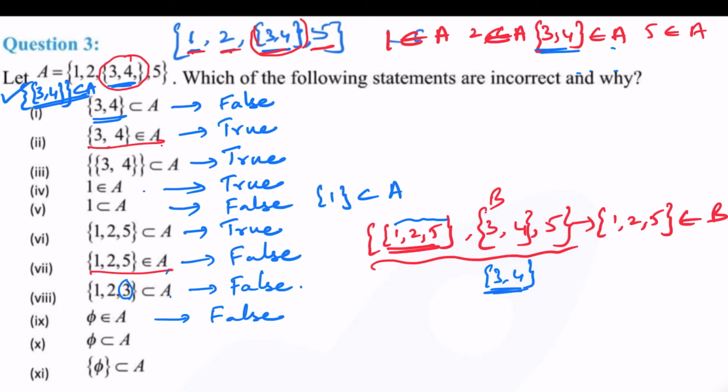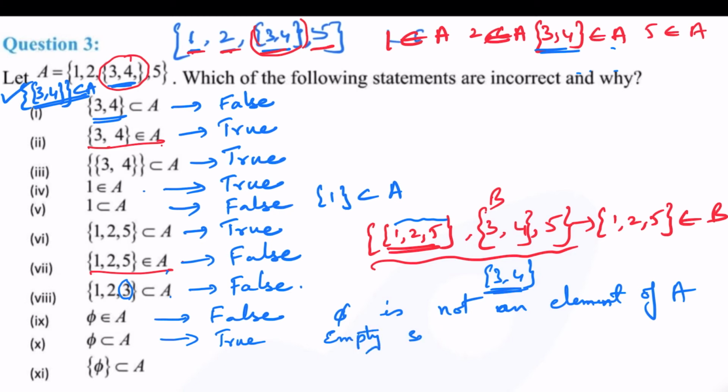This is a false statement because 5 is not an element of A. So therefore we can tell that 5 belongs to A is a false statement. Now next, 5 is a subset of A. Yes, this is true because the empty set is the subset of any set.